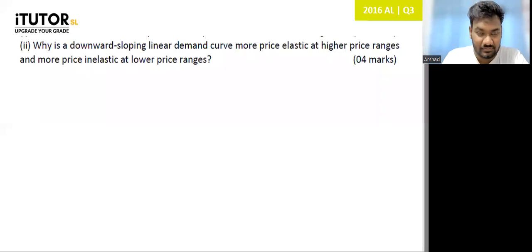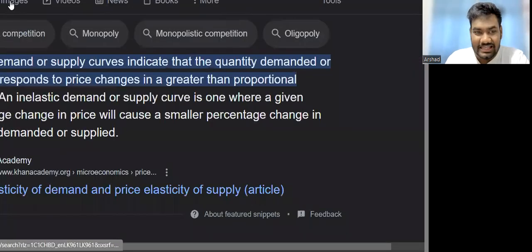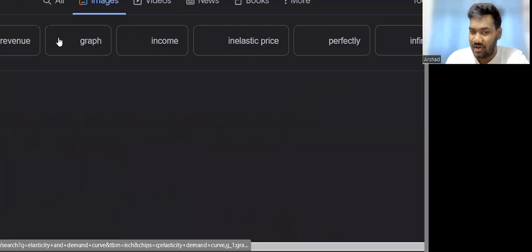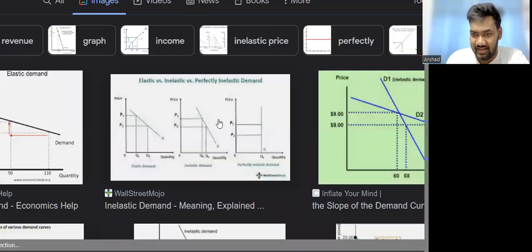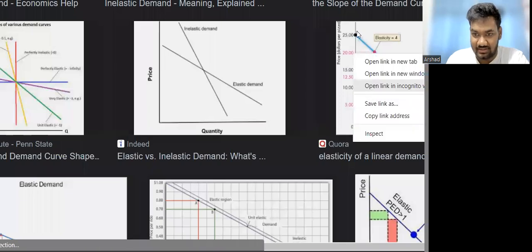Let me get a diagram from the internet, then it's easier for me to explain, right? So you know that the PED, price elasticity of demand, changes with what? Based on where you are in the demand curve, right? So based on where you are in the demand curve.